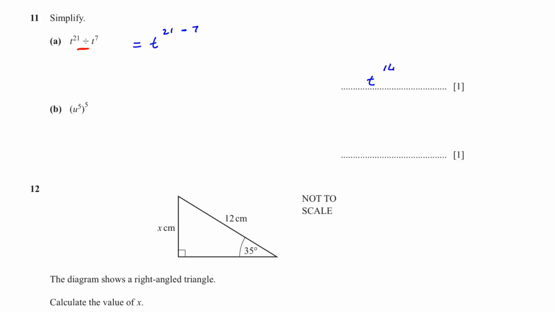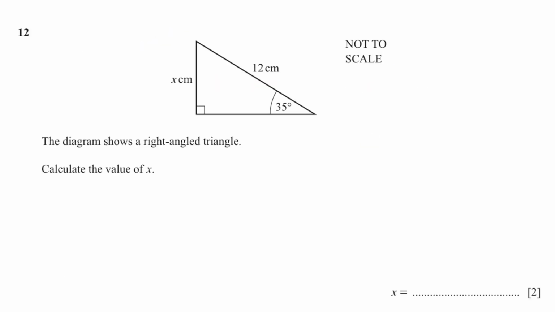The next one is there's a power in the bracket and power outside the bracket. If you have, for example, a to the power of m and n, we multiply the powers. So here also we are going to multiply the powers. We have 5 in the bracket and 5 outside. So 5 times 5 is 25. So the answer is d to the power of 25.